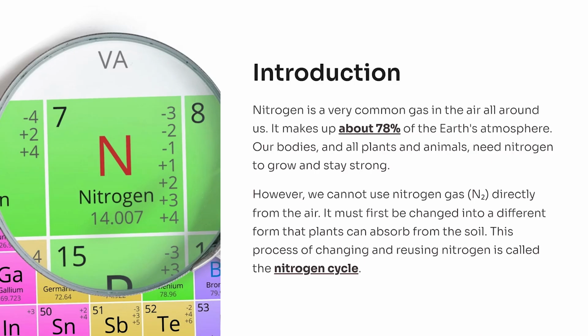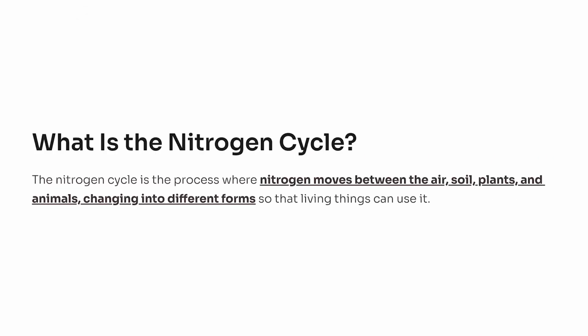Before nitrogen can help living things, it has to be changed into another form, one that plants can absorb through their roots. That process of changing and reusing nitrogen over and over again is what we call the nitrogen cycle. The nitrogen cycle is the process that keeps nitrogen moving between the air, the soil, plants, and animals. As it moves, nitrogen keeps changing into different forms that living things can actually use.